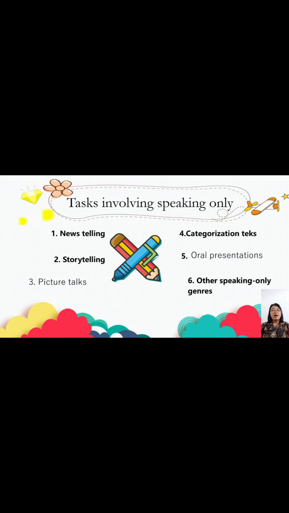And the last, other speaking-only genres. Depending on their age and level of proficiency, children may be asked to do the following in a speaking-only situation: argue one side of an issue, like a debate; describe a significant event, like an anecdote; tell someone how to do something, like a procedure; and describe a person or place, like a description.